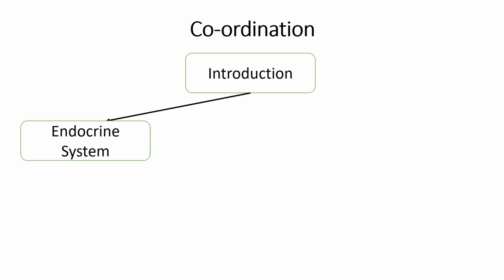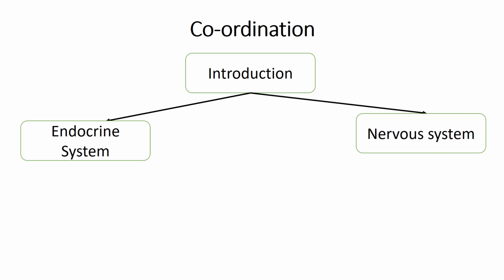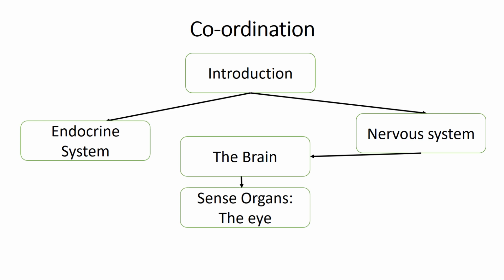So the way this topic is going to be done, we're going to start with an introduction to coordination. Then after that, we'll take a look at the endocrine system. Then after the endocrine system, we'll take a look at the nervous system. When we get done with the nervous system, we're going to take a look at the brain. When we get done with the brain, we'll move to the sense organs, the eye, and then the last sense organ, the ear. So we're just going to look at two sense organs here, the eye and the ear.